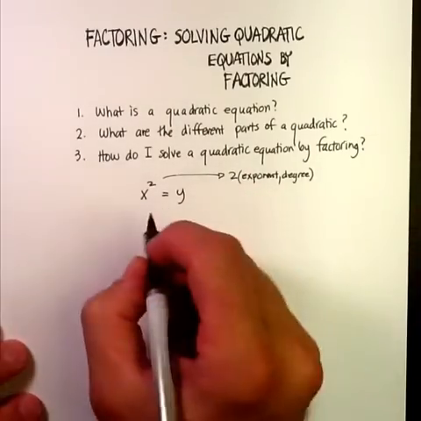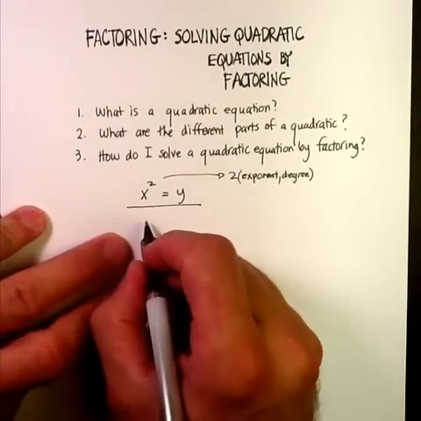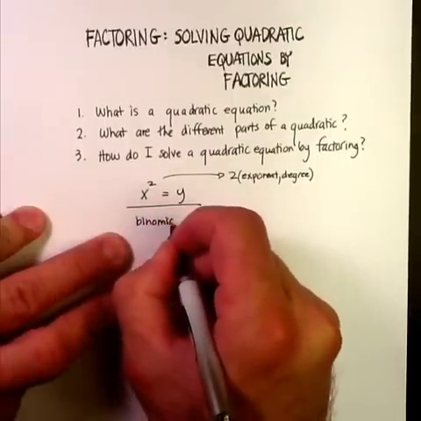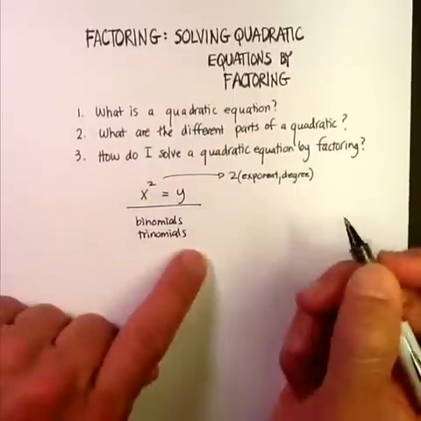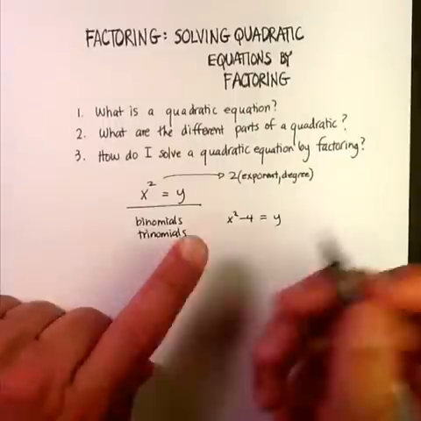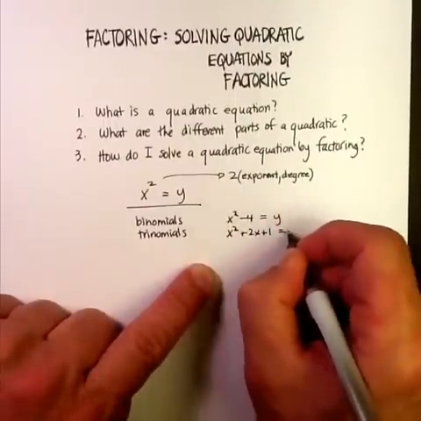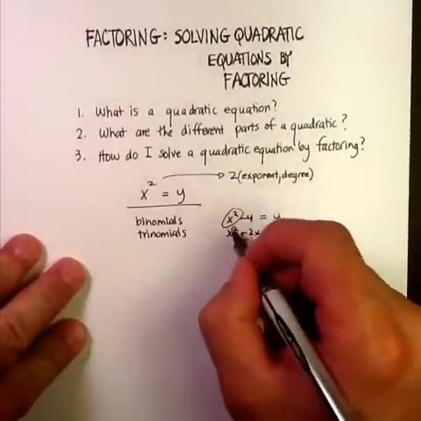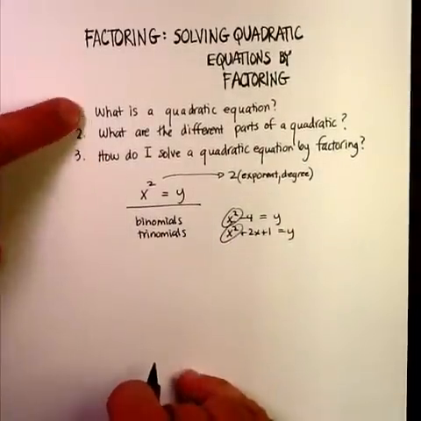And you have a bunch of different kinds. Okay? Now remember, we just did a whole section on factoring. With binomials and trinomials especially, you can have quadratic equations. Let me just give you a quick example of what those look like. So I could have something like x squared minus 4 is equal to y. Or I could have something like x squared plus 2x plus 1 is equal to y. Okay? As long as I have a degree of 2, or an exponent of 2, I've got a quadratic equation.